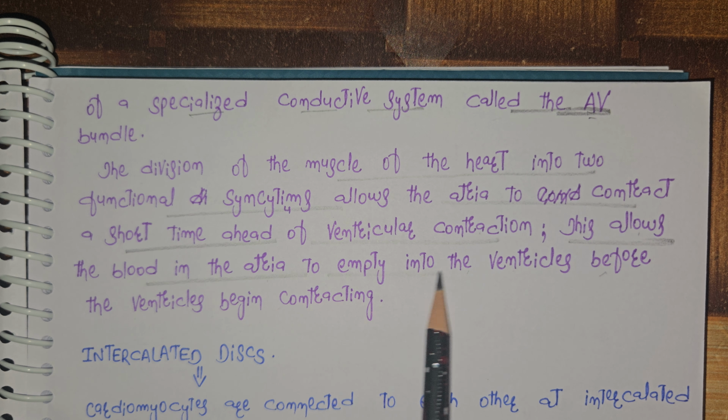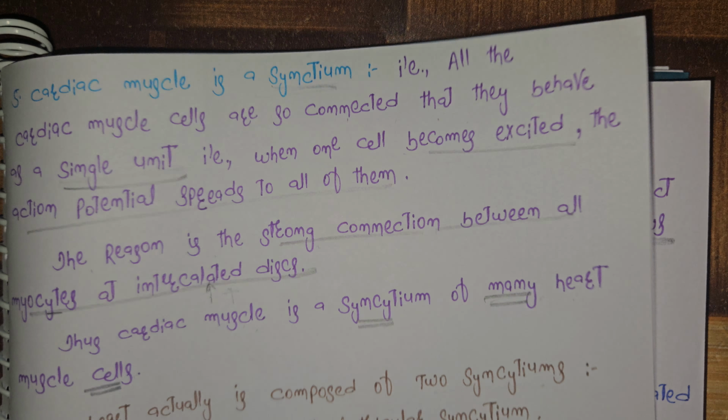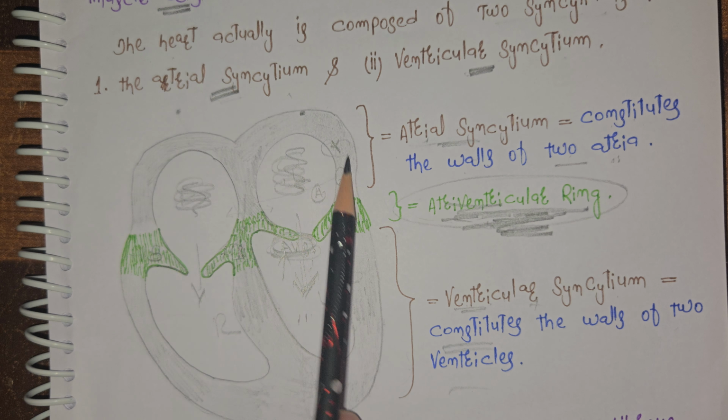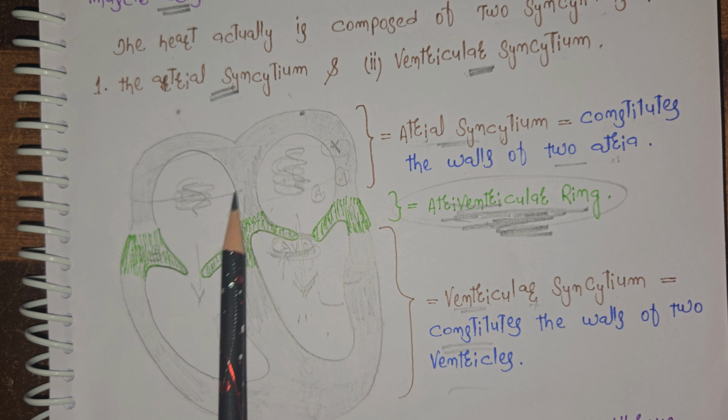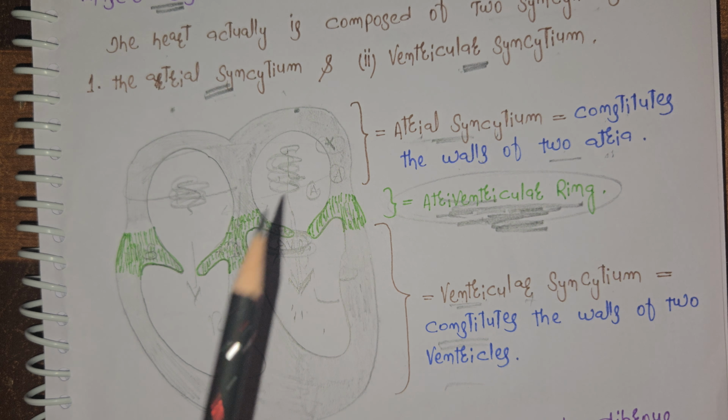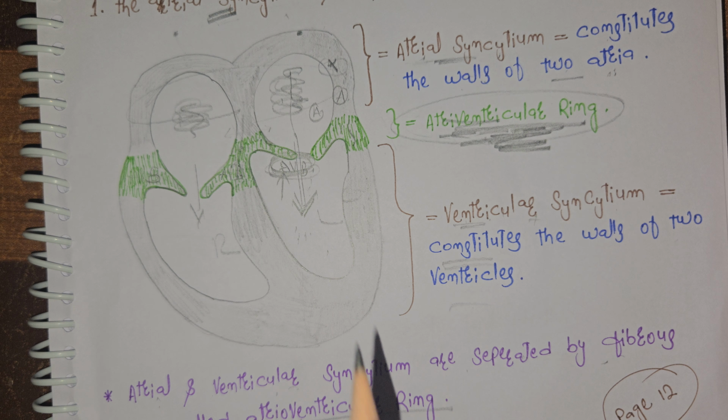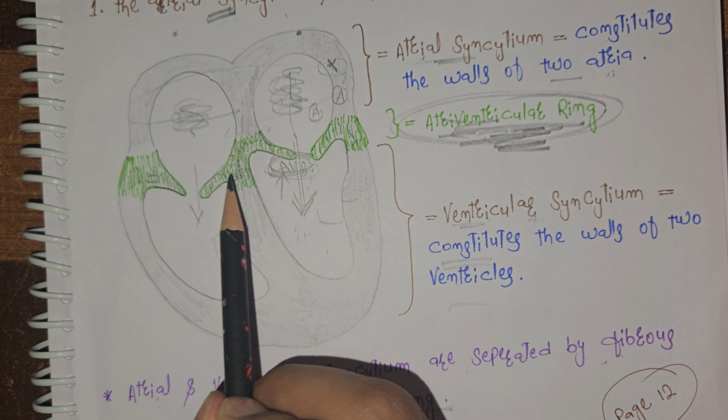This allows the blood in the atria to empty into the ventricles before the ventricles begin contracting. That's what I was teaching you: the atria contract first, so that all the blood in the atria comes into the ventricles, then the ventricles contract. They don't contract at the same time, because of the presence of the AV bundle and the fibrous tissue, the atrioventricular ring. The atria contract first, then all the blood comes into the ventricles, then the atria relax and the ventricles contract.